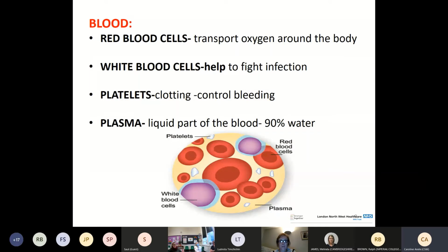When we look at our blood, we've got the red blood cells, and the job of the red blood cells is to transport oxygen all around our body. And hemoglobin is that part of the red blood cell that does that. We also have white blood cells, they fight infection. We have platelets, which help control bleeding, and we have the watery part of blood, in which all the cells swim in.